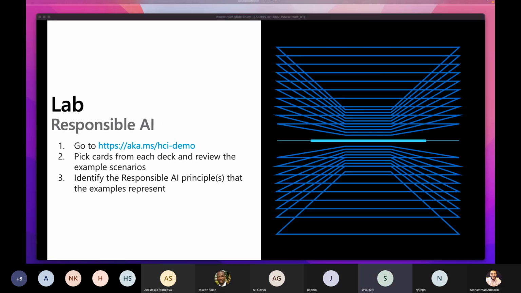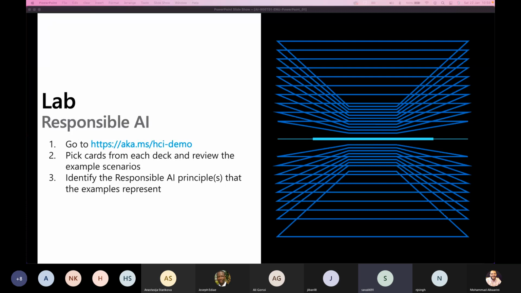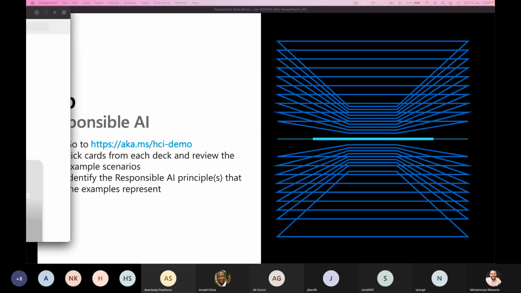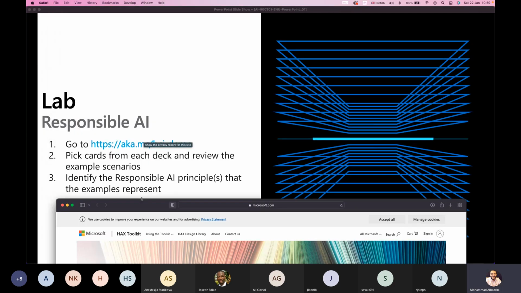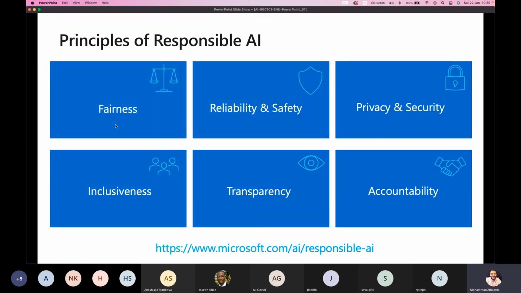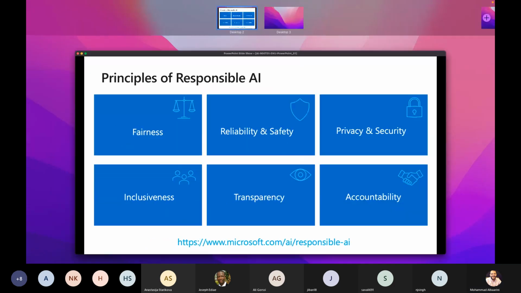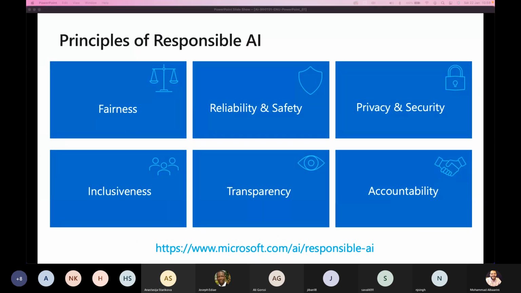I'm sorry, can you please show me one more time the slide of the principles? Yeah, sure. The slide of principles. Yeah. How are we going on? Getting on, guys?